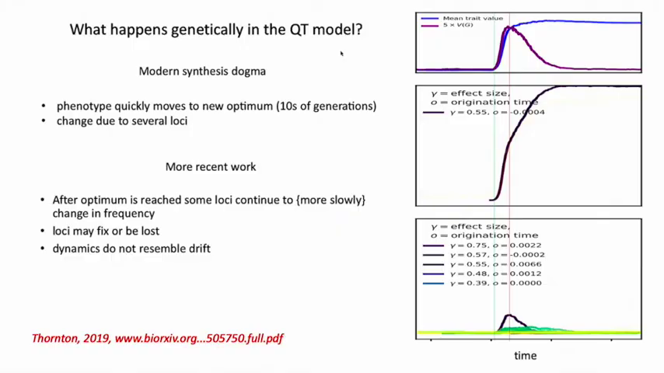So I think what's interesting is there's actually been some modeling of what's happening genetically under the hood in terms of these, what I call quantitative genetics models of adaptation. So again, the old dogma that goes back all the way to the modern synthesis is that phenotypes can quickly move to a new optimum in tens of generations, and that change is due to several loci. And more recently, a few groups have started to model what's going on under the hood, including Nick Barton, Guy Sellis, and I really like the work of my colleague Kevin Thornton.